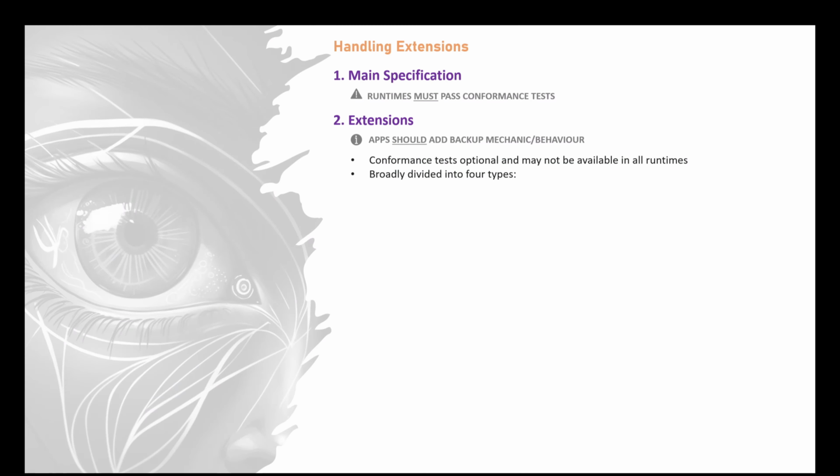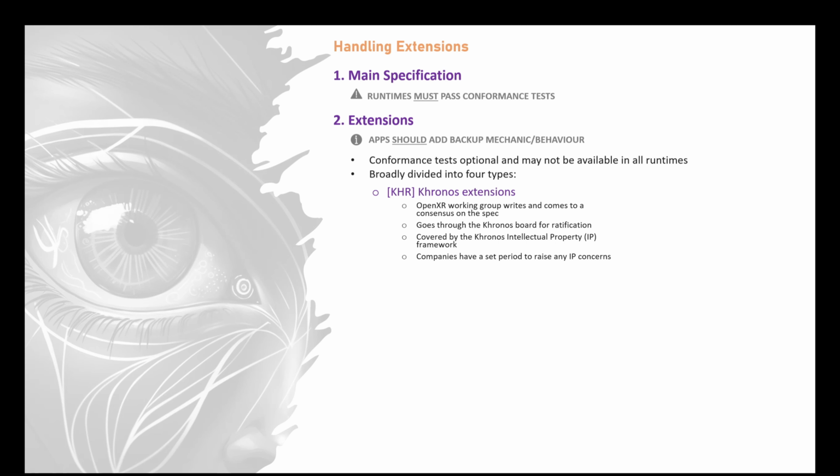They indicate the extension type of which there are broadly 4. First, we have Khronos extensions designated by the letters KHR at the beginning. These are extensions worked on by the entire working group and they came to a consensus on this spec. So it goes through the Khronos board for ratification and is, more importantly, covered by the Khronos intellectual property framework. So companies do have a set period to raise any IP concerns. From memory, it's around 30 to 60 days.